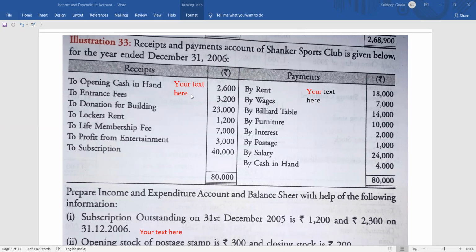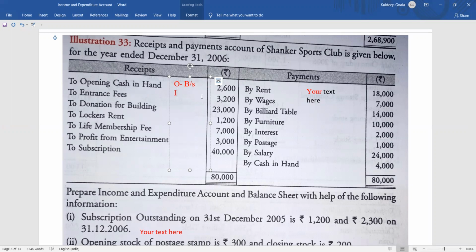So here is the question: the receipts and payment account of Shankar Sports Club is given below for the year ended 31st of March 2006. The receipts and payment side is there. So let's start with the marking of the items. So first of all, opening cash in hand. It will be going in the opening balance sheet, isn't it? Opening balance sheet.